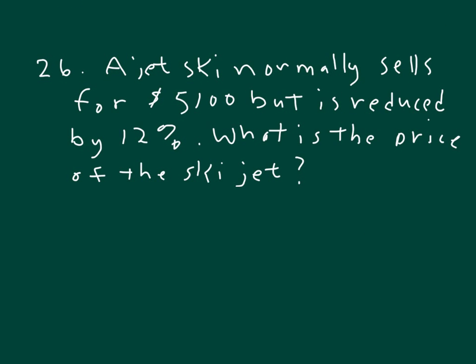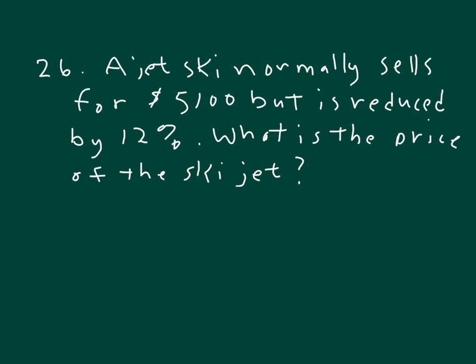A jet ski normally sells for $5,100, but it's reduced by 12%. What's the price of the jet ski? So we need to find the amount of the discount. It's discounted. This is probably the traditional way to do it, but sure, a much easier way is to just say if it's 12% off, it's 88% on, and then just figure out what 88% of 5,100 is. But you had to do a subtraction there, 100 minus 12, and then do a multiplication. The more traditional way is to do the multiplication first and then do the subtraction. So I'll do it that way.